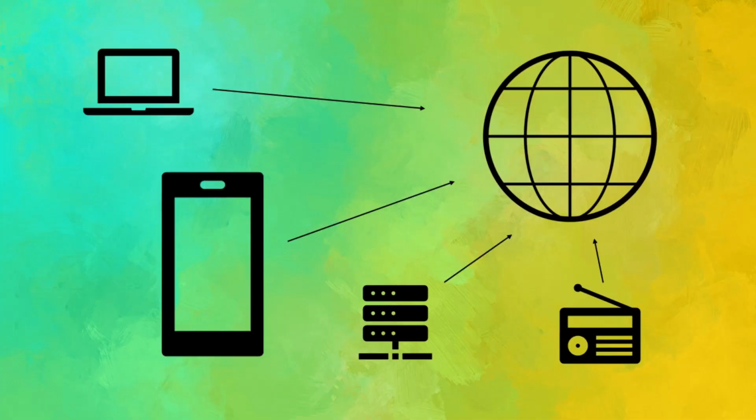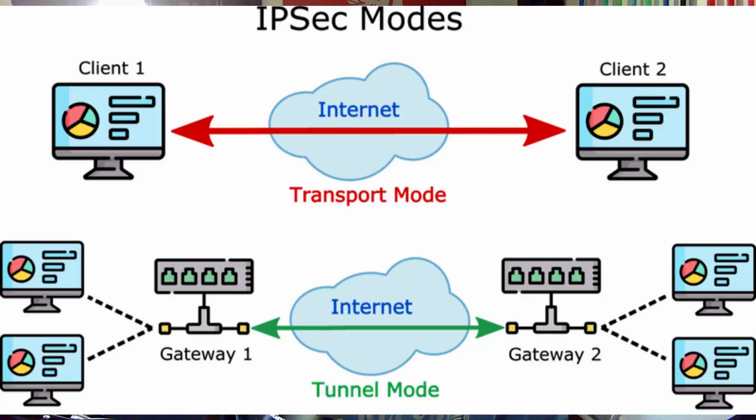One of the advantages of IPv6 is that it supports a wider range of network devices and technologies, including mobile devices and Internet of Things devices. It also includes built-in security features such as IPsec, which provides secure communication between devices and the internet.